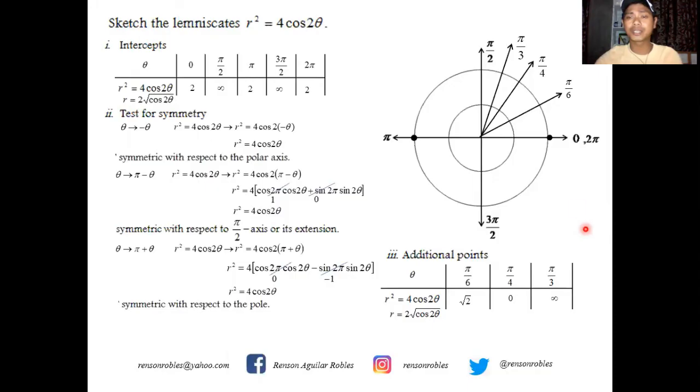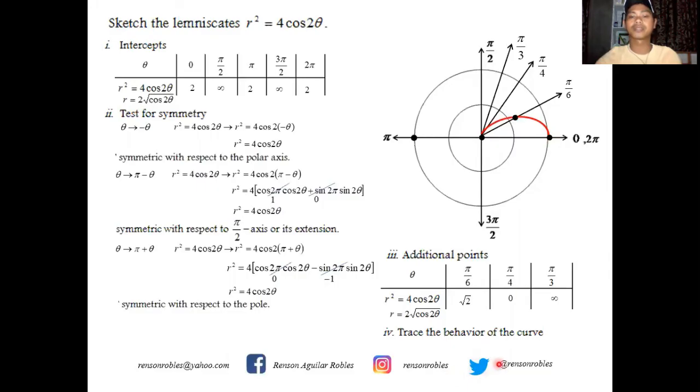And then we trace the points. So you only have square root of 2 at pi over 6. Square root of 2 is approximately 1.41. So this is approximately 1.41. And at pi over 4, 0. So this is pi over 4 and 0. And then we can now trace our lemniscate. From 0, you go to pi over 6, and then you go down to the pole at pi over 4. So it will look like this.